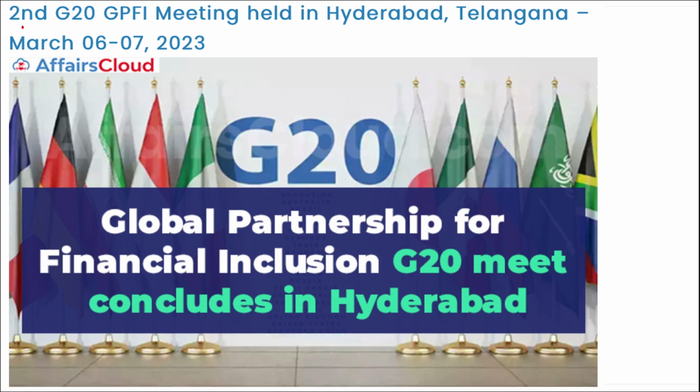Next is the second edition of the G20 GPFI meeting held in Hyderabad, Telangana from 6th to 7th of March. Remember, where was the G20 Global Partnership for Financial Inclusion meeting held? It was held in Hyderabad, Telangana, and it was the second edition of this meeting.